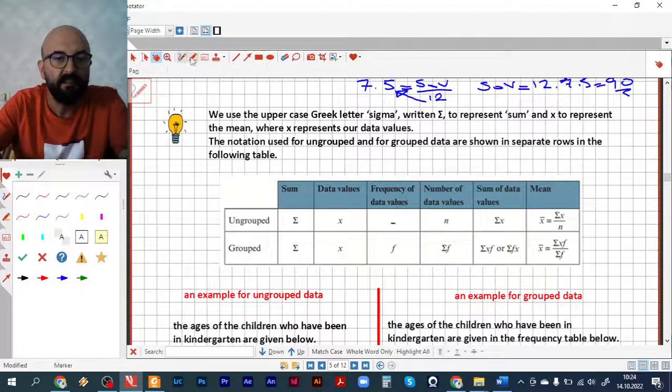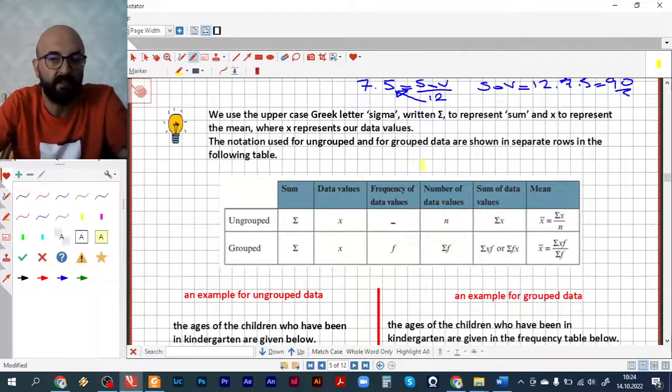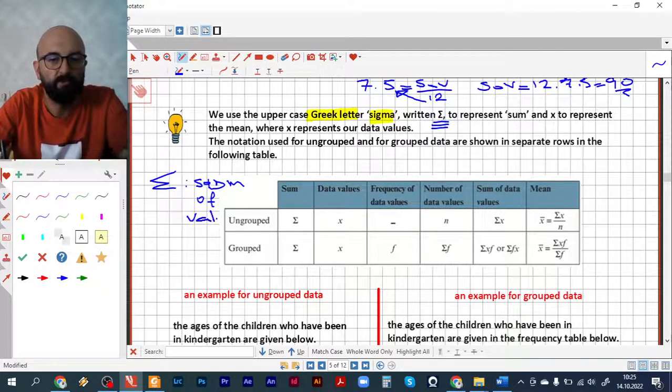But in this lesson, we will learn a new thing. This symbol is sigma. The sigma symbol comes from a Greek letter. This symbol means the sum of all values.